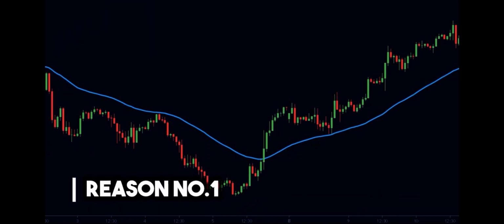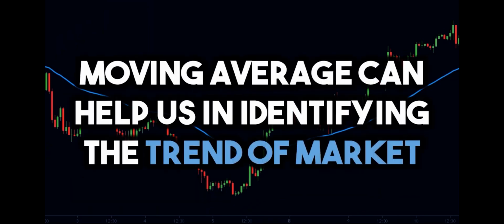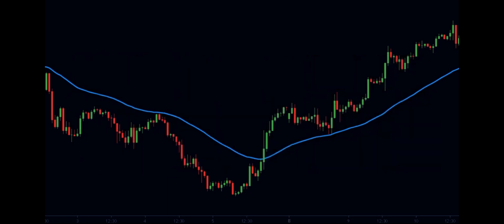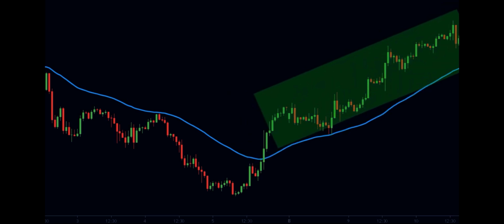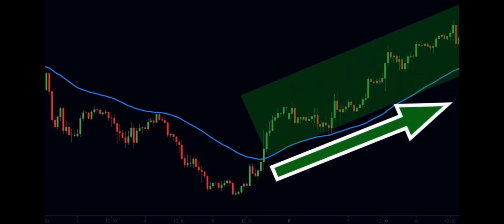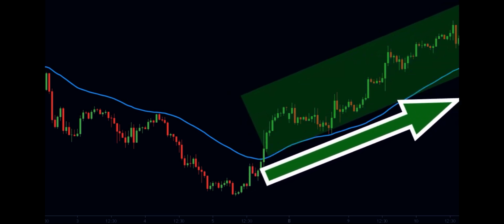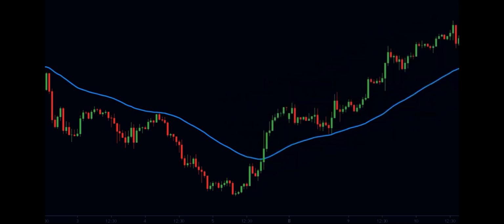Reason number 1. Moving average can help us in identifying the trend of the market. One of the basic uses of a moving average is that it clearly shows us the trend of the market. For instance, if the price is above the moving average, and the moving average is sloped upwards, we can say that the price is in an uptrend.